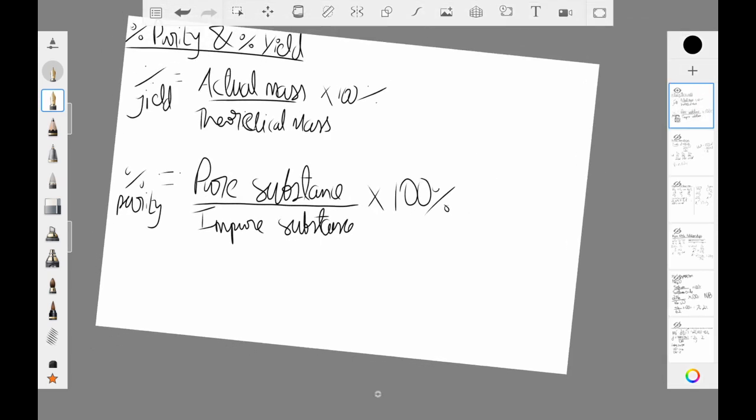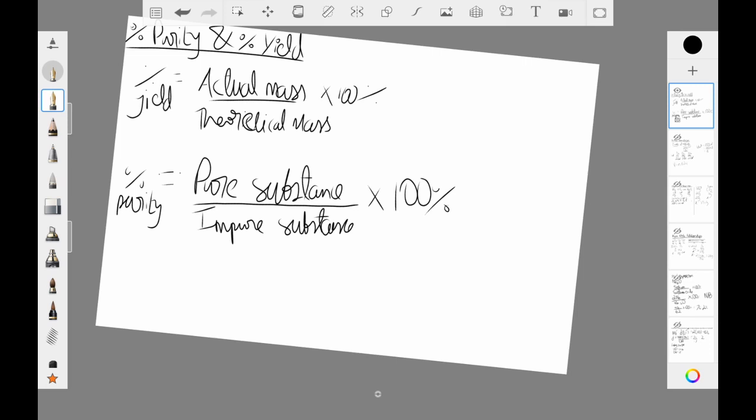Now, one thing about impurities is that impurities can lower the melting point of a substance and increase the boiling point of the substance, and you can also measure the degree of impurity based on the change. So the greater the change in the melting and boiling points, the more impure your substance is. And that's all you need to know about percentage purity and percentage yield.